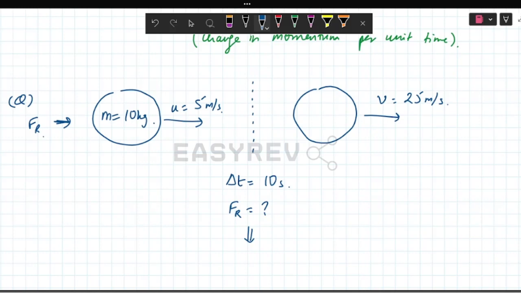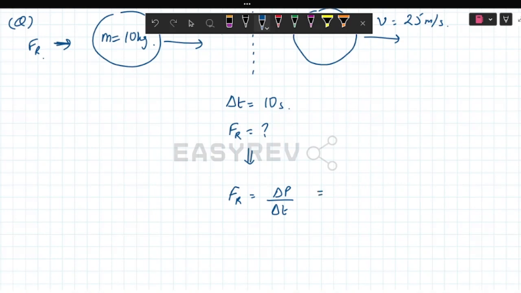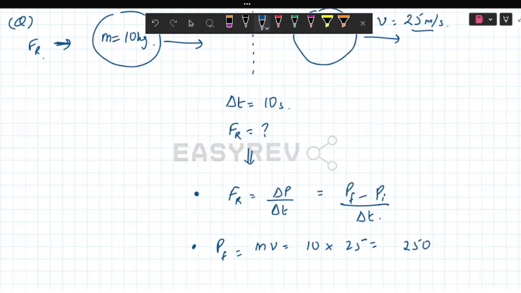So here we have the resultant force being the change in momentum over some time interval. And the change in momentum, as we just established, is the final momentum minus the initial momentum. So I'm making these relevant substitutions within the equation so that in the end, when I have to plug in the numbers, I can do it quite straightforwardly. Let me solve for the final and initial momentum separately. The final momentum is the mass times the final velocity, meaning 10 kg times the final velocity of 25 meters per second. That gives me 250 kg meters per second.